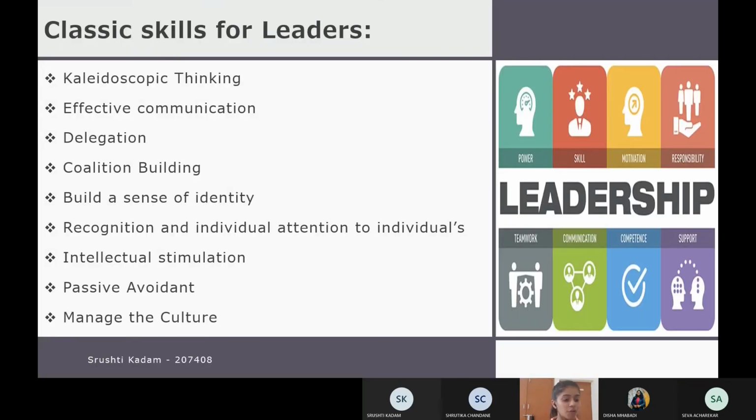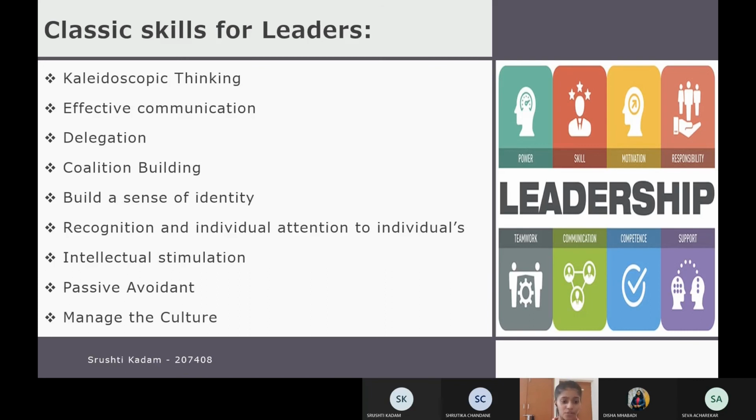Next is the classic skills for leaders. Classic skills for leaders can be used to bring change in an organization. It may not be possible for leaders to physically visit all the departments. So he may call for complaint letters for unsatisfactory services. Some of the classic skills for leaders are stated as kaleidoscopic thinking. In any organization, different departments have their individual requirements. To solve any crisis, the leader should encourage use of kaleidoscopic thinking. It helps to develop one's abilities to generate ideas creatively.